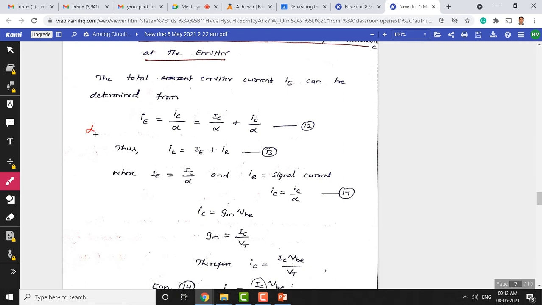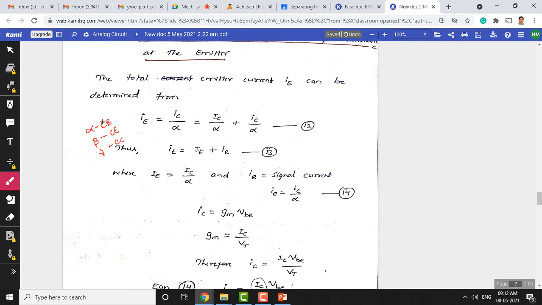We have three current gains, if you can recall: alpha, beta, and gamma, with reference to three transistor configurations. Beta is the current gain in common emitter, alpha is the current gain in common base, and gamma is the current gain in common collector configuration. Beta value is very large. Alpha and gamma tend to be equivalent to unity. Now alpha is the current gain measured in the common base configuration.